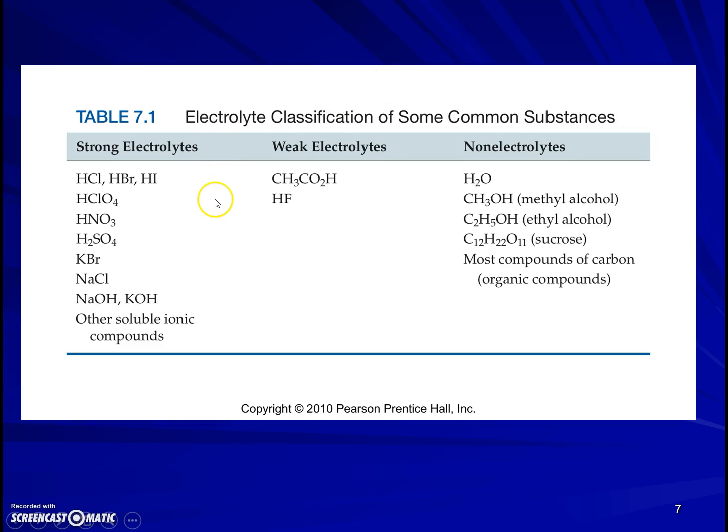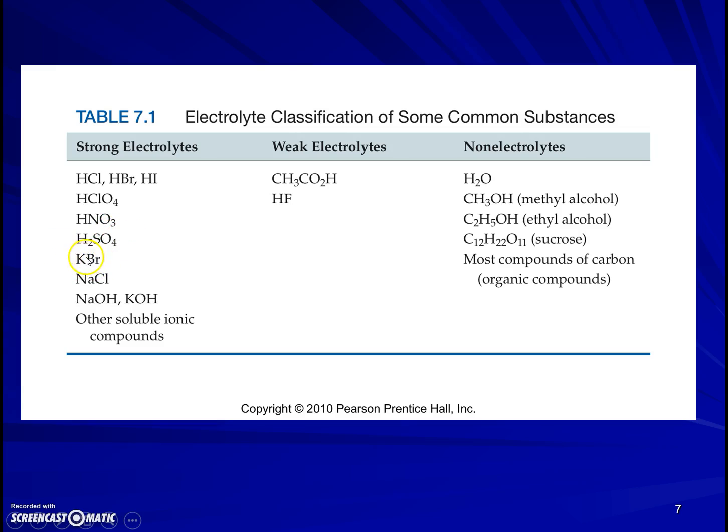There are 6 strong acids. Those are acids that behave as strong electrolytes, where every molecule breaks down to ions. HCl, HBr, and HI. That's hydrochloric, hydrobromic, and hydroiodic acid. Perchloric acid, hydrogen perchlorate, and nitric acid, and sulfuric acid, all strong acids.